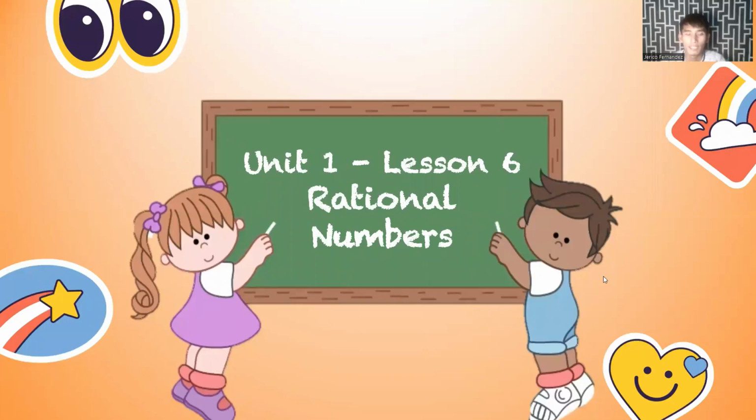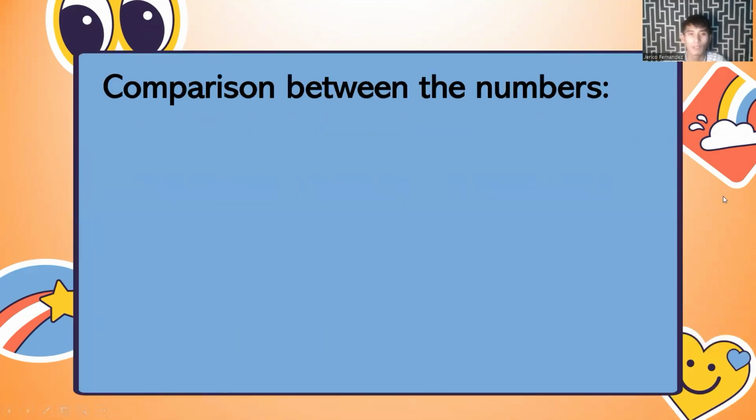Good day. This is the continuation of lesson 6, which is all about rational numbers. So, we have the comparison between the numbers. Last time, napag-aralan natin ano ba ang rational numbers, anong operation ang gamit natin when we have rational numbers. Rational numbers has two types, in fraction and in decimal. So now, we will have to compare numbers, okay, or rational numbers.